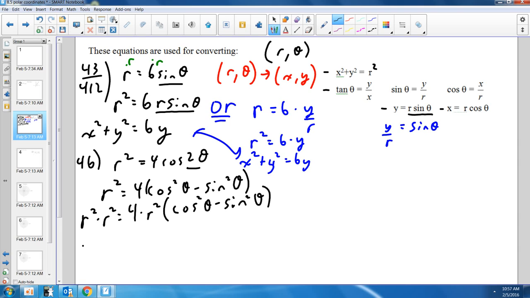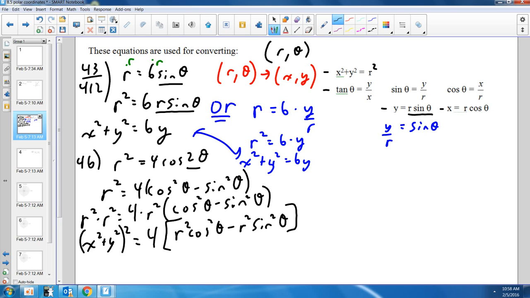r squared is x squared plus y squared. And there are actually 2 of those, right? There's an r squared times r squared. So it's this times itself. To write that in a little bit better form, I'm just going to square that, because it's x squared plus y squared times x squared plus y squared. And then on the right side, you're going to have 4. I'm going to keep that out front, and I'm going to distribute that r squared through. So it's going to be r squared cosine squared, r squared sine squared.